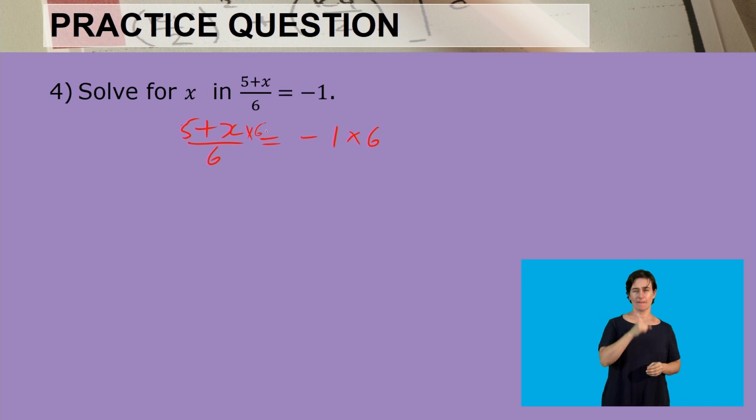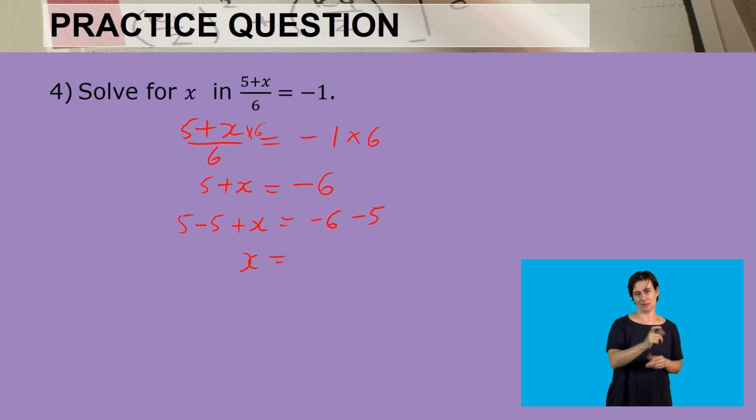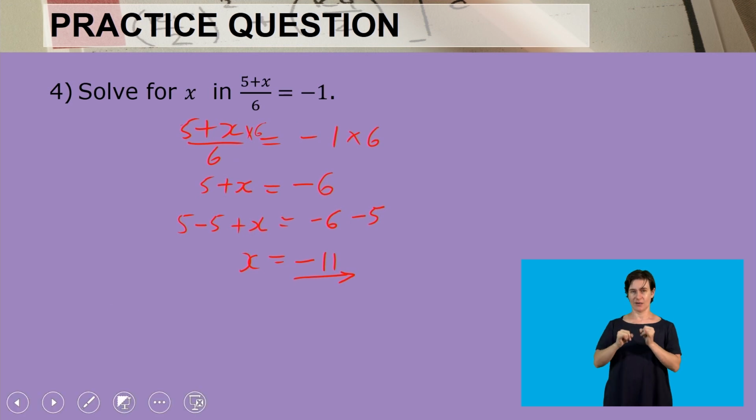When we multiply by 6, 6 divided by 6 gives us 1, so it leaves the whole expression without a denominator. And then negative 1 multiplied by 6 is negative 6. Then we can deal with 5 as a constant term: 5 minus 5 plus x equals negative 6 minus 5. 5 minus 5 is 0, so 0 plus x is x, and negative 5 and negative 6 give us negative 11. That is our value of x in that expression.